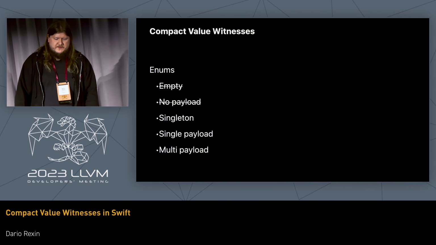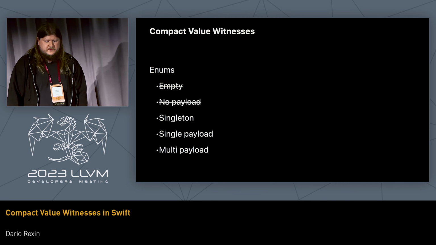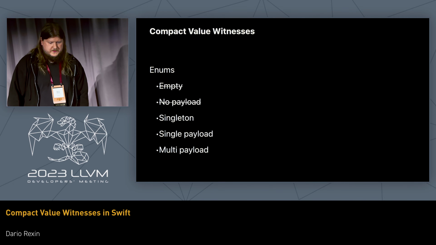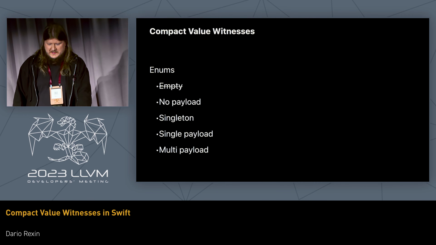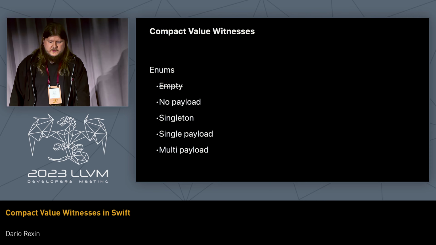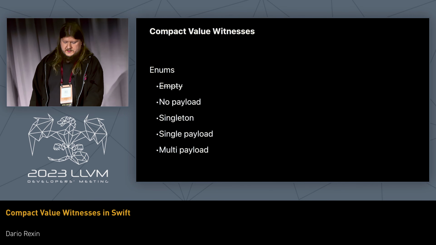Empty and no-payload enums are always trivial, so we don't generate layout strings for them. The same is true for any enums that don't contain any references in their payload. The memory layout of a singleton enum is identical to that of its payload, so the layout string will be the same as well. There's one more special case. Enums with a single payload case that contain a single reference as a payload and have a single non-payload case, for example, an optional of a reference type, are layout identical to, and the only way to express, nullable references in Swift, so we treat them as such.